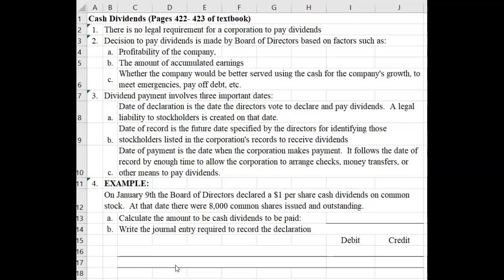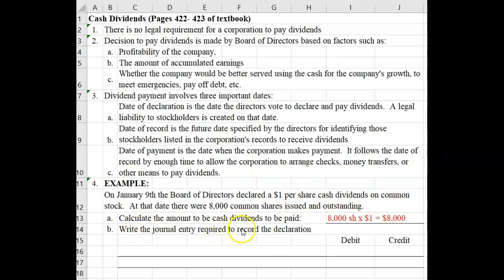Example: on January 9th, the board of directors declared a $1 per share cash dividend on common stock. At that date, there were 8,000 common shares issued and outstanding. Calculate the amount of cash dividend to be paid. 8,000 shares of common stock were issued and outstanding as of the date of declaration. So 8,000 shares at $1 per share equals $8,000.